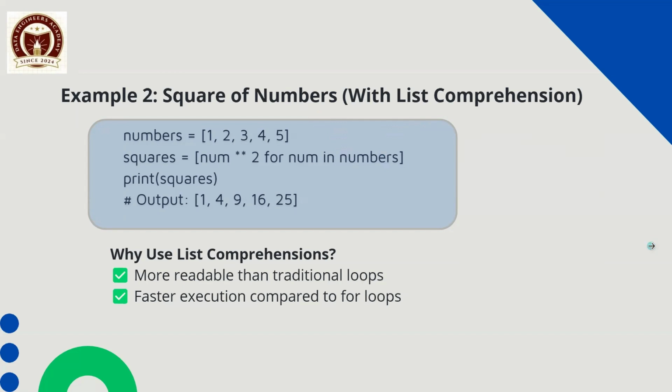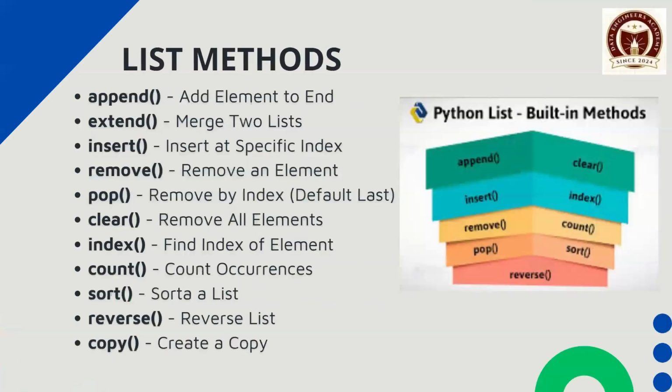Now let's explore some powerful list methods that will make your coding life easier. Firstly, the append method. It adds a single element whereas the extend method merges another list. And we use the insert method to add elements at a specific index and the remove method to delete them. The pop method removes an element and returns it, whereas the clear method wipes the entire list. And by using the sort method, we can order our list and the reverse method flips it.